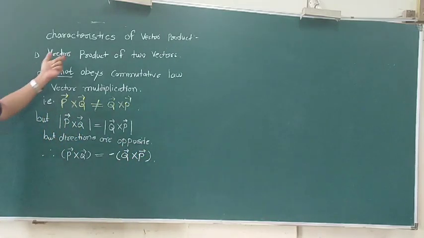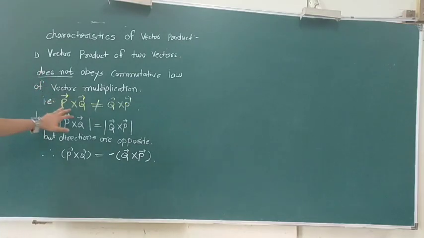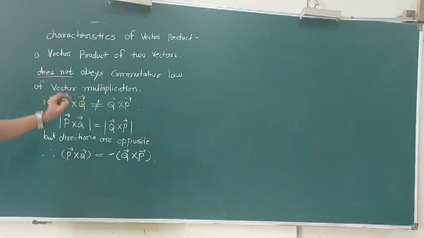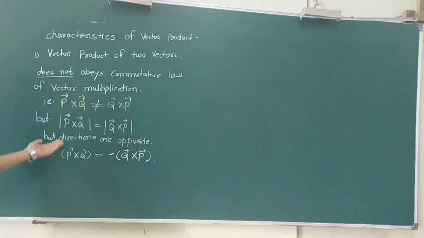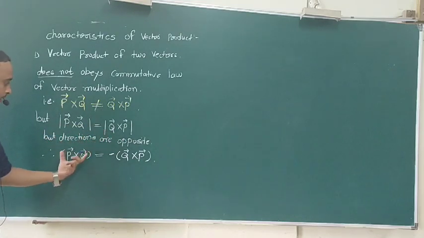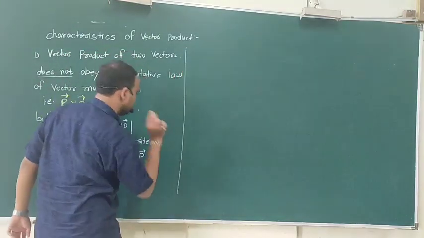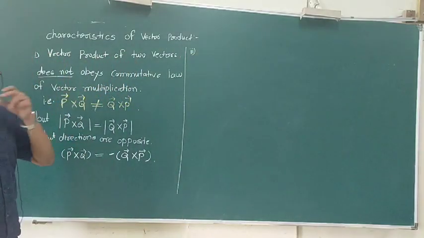That means the vector product does not obey the commutative law of vector multiplication. P bar cross q bar is not equal to q bar cross p bar. The magnitude of p bar cross q bar is equal to the magnitude of q bar cross p bar, so the magnitudes are the same, but the directions are opposite.